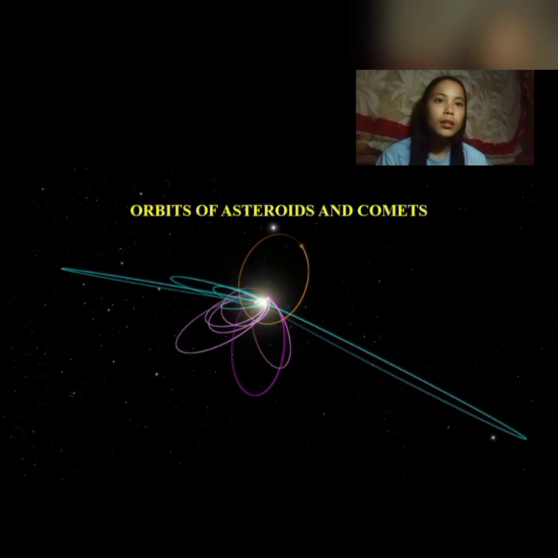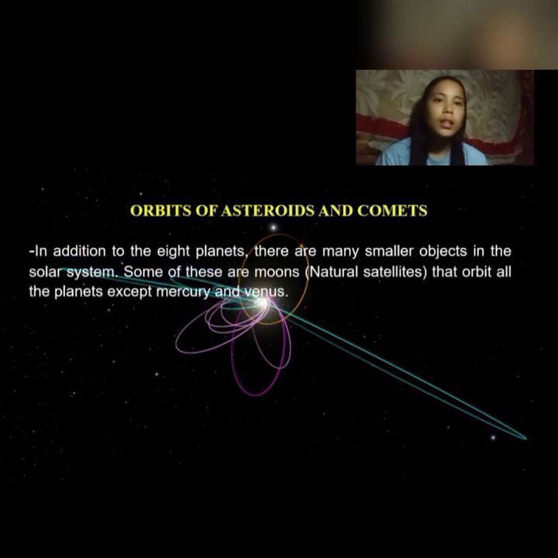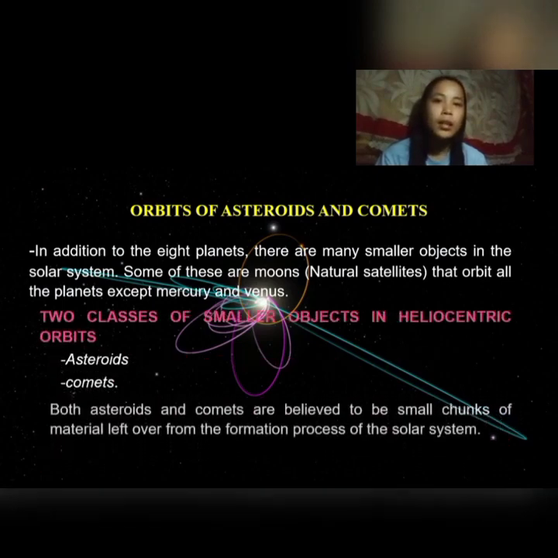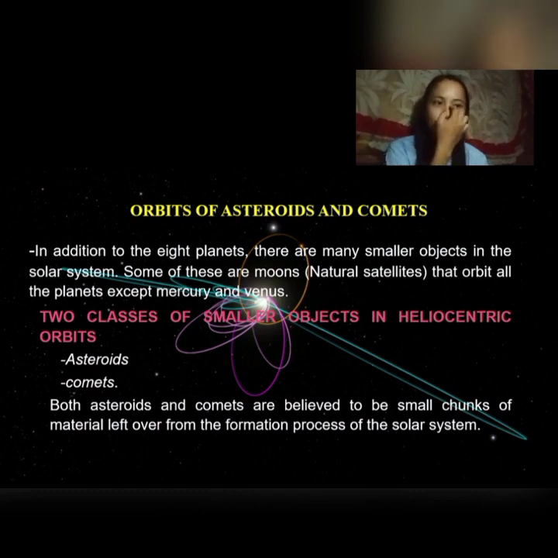In addition to the eight planets, there are many smaller objects in the solar system. Some of these are moons, the natural satellites that orbit all the planets except Mercury and Venus. There are two classes of smaller objects in heliocentric orbits, the asteroids and the comets. Both asteroids and comets are believed to be small chunks of material left over from the formation process of the solar system.